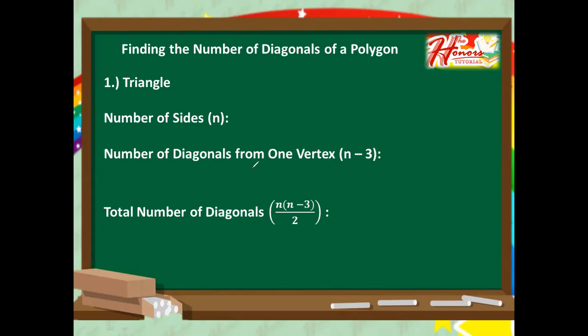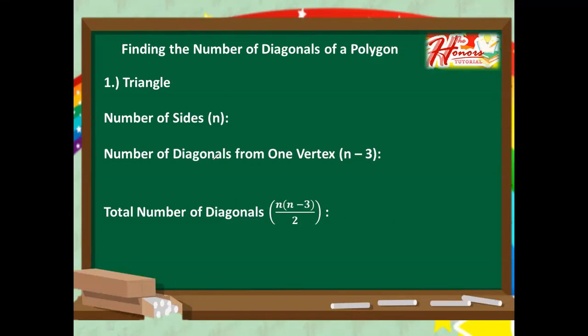The formula to determine it is n minus 3. So n here is the number of sides. Therefore, you have to be able to determine first the number of sides before solving the number of diagonals from one vertex. And also, I have here the total number of diagonals. The formula that I have here is n times the quantity of n minus 3 over 2. So again, n here comes from the number of sides. So it is very important for us to determine first the correct number of sides. Because when the number of sides is incorrect, then the rest, from the number of diagonals from one vertex up until the total number of diagonals, will be incorrect also. So please be careful with that.